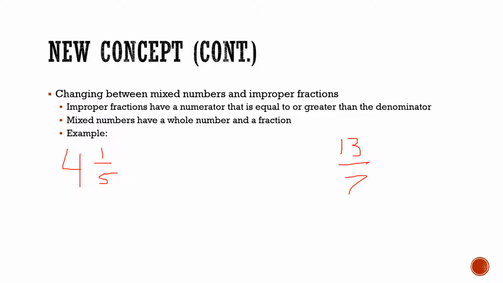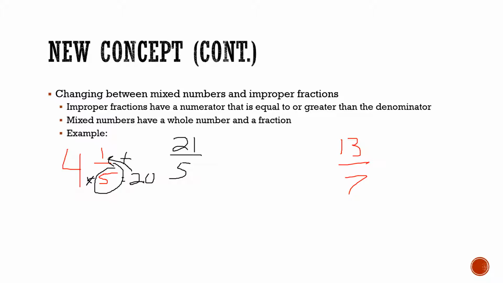So say we want to go from this mixed number to an improper fraction. We're going to multiply the whole number times the denominator, so that would be 20, and then we're going to add the numerator to that answer. So we would end up with 21, and you always keep the same denominator, fifths. So 4 1/5 and 21/5 is the same number.